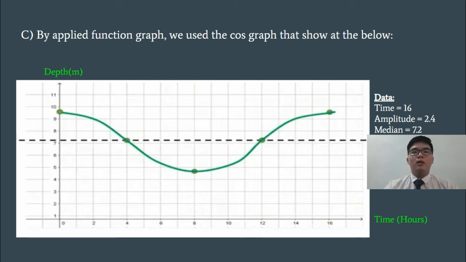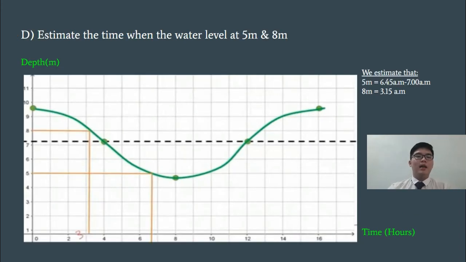So we can draw the cos graph below with the x-axis representing the time and the y-axis representing the depth. For part D, we can estimate the time when the water is at a certain level. After we draw the cos graph, we can use a ruler and draw a line to see what water level we want. In this question, he wants 5 meters and 8 meters. So we draw a line and we get that at 5 meters, the time is estimated about 6:45 a.m. and at 8 meters, the time is about 3:15 a.m.